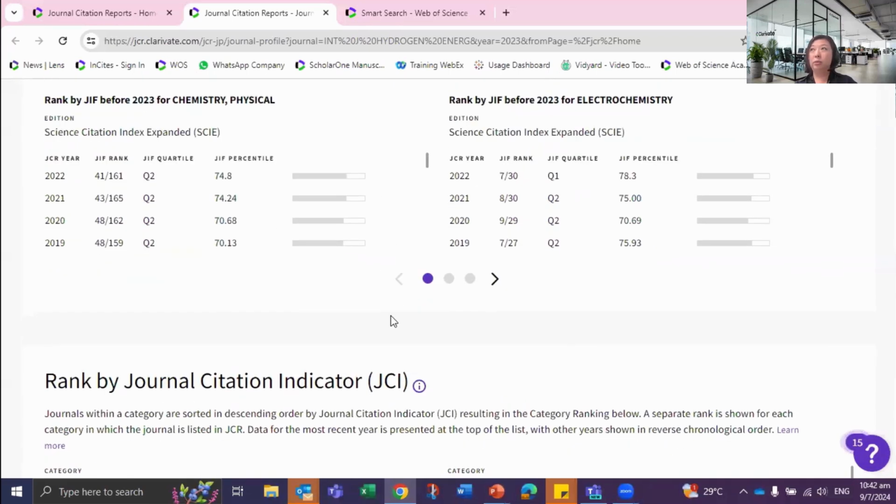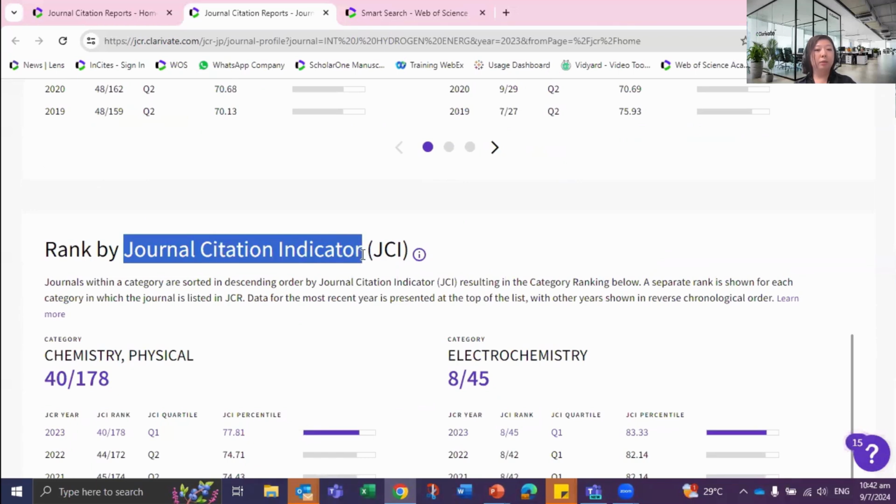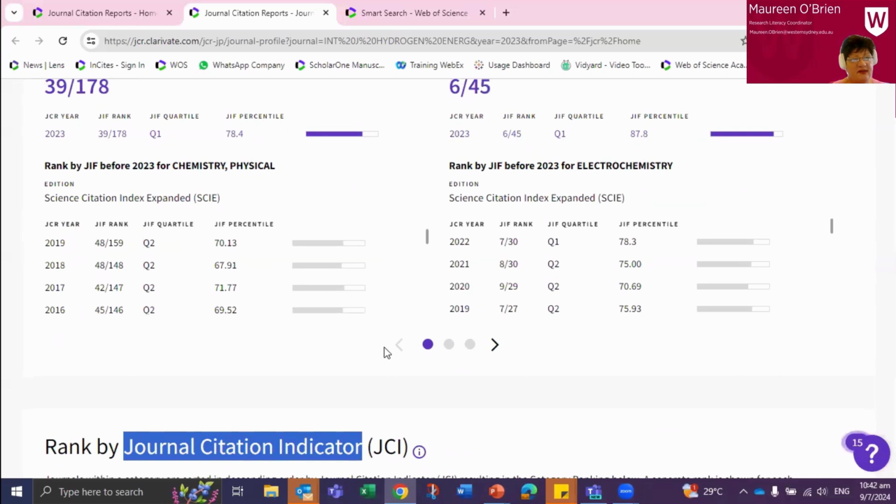Let's take note, there's also a separate ranking for Journal Citation Indicator as well. So always refer to the guidelines from your institution on which rank you should be referring to. Okay, but I think, Maureen, correct me if I'm wrong, most of the time at the moment, it's usually the Journal Impact Factor rank. Am I right? Yes, that's right. At the moment, yes, it is. Yeah, definitely.